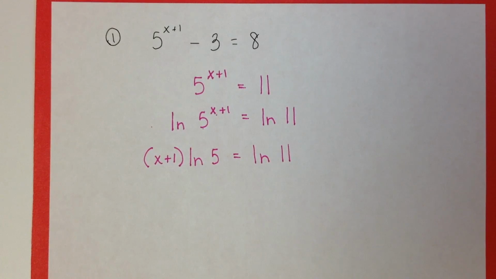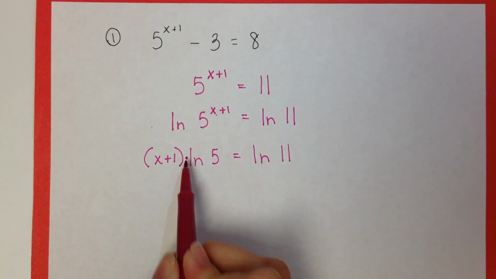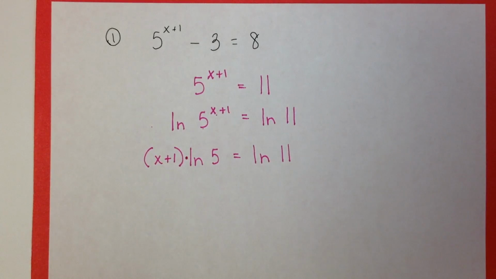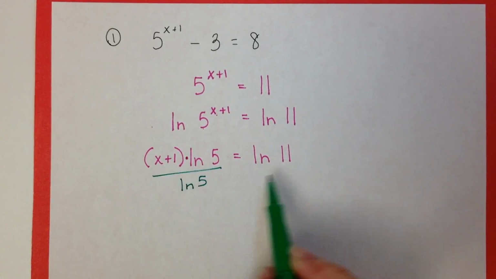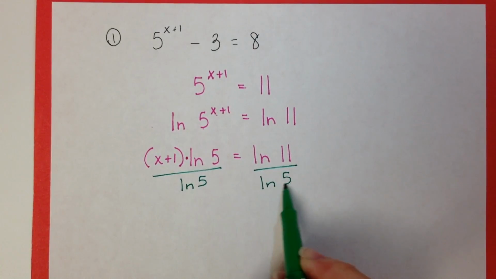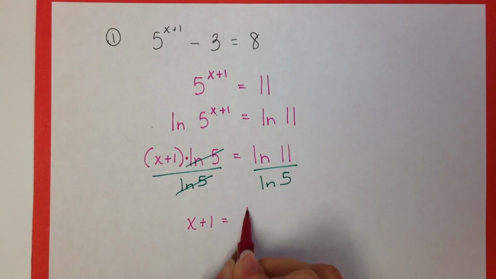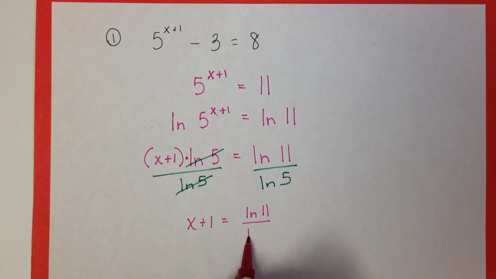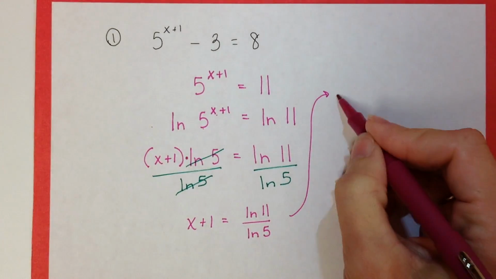Alright, so now we just need to work on, like I said, getting x by itself. Now natural log of 5 is just a number, and since it's being multiplied times the parentheses, we're going to divide both sides by natural log of 5. So your natural log of 5's will cancel out. So we have x plus 1 equals natural log of 11 divided by natural log of 5. So last step then, I'll bring it back up here, would be to subtract the 1.